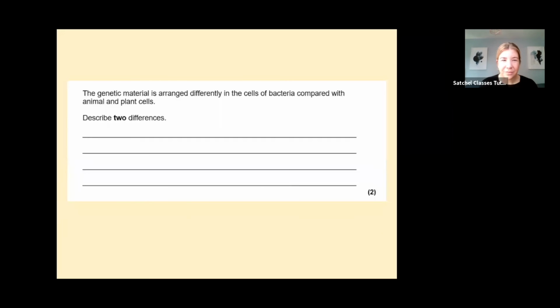Let's have a go at one more. Very quick one. Genetic material is arranged differently in the cells of bacteria compared to animal and plant cells. Describe two differences. Remember, it's asking for a description, so be really, really clear. It's 2 marks, so make sure you put 2. Pause the video now to have a go before we go through the answers.